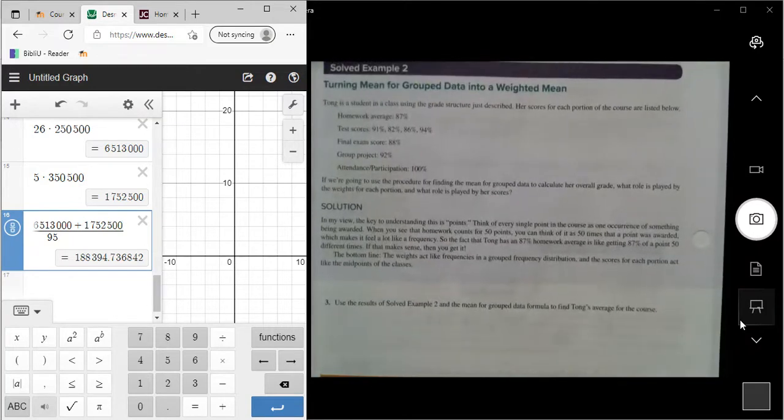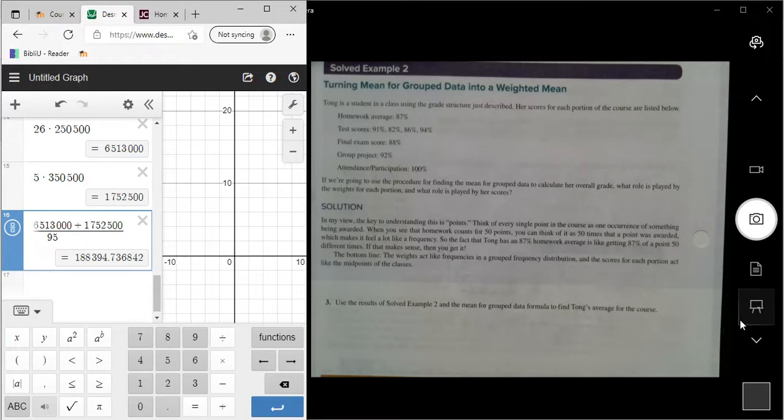Now it says the solved example 2. Turning mean for group data into a weighted mean. Okay, Tong is a student in the class using the grade structure just described. Her scores for each portion of the course are listed below. We got the homework average, the test scores, the final exam, group project, attendance, participation. If we're going to use the procedure for finding the mean for group data to calculate her overall grade, what role is played by the weights for each portion, and what role is played by her scores?